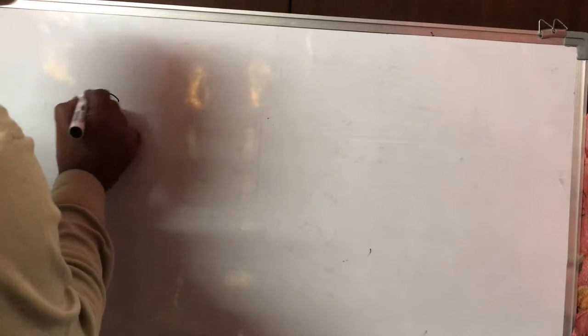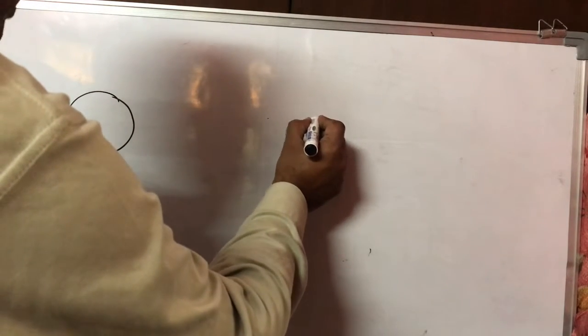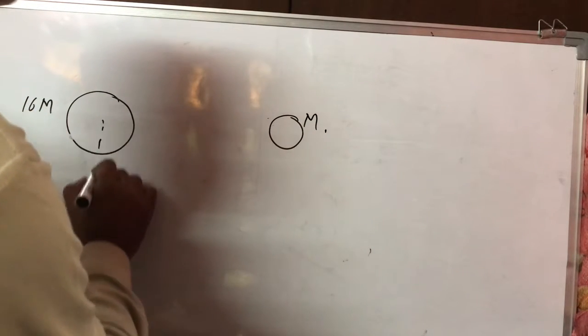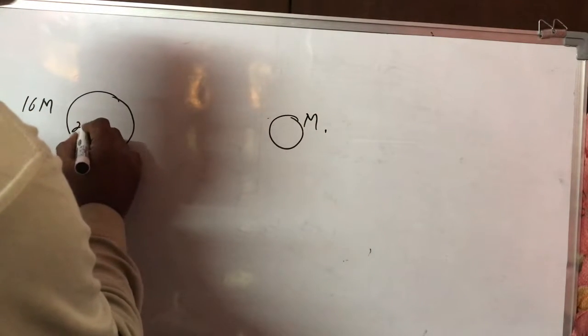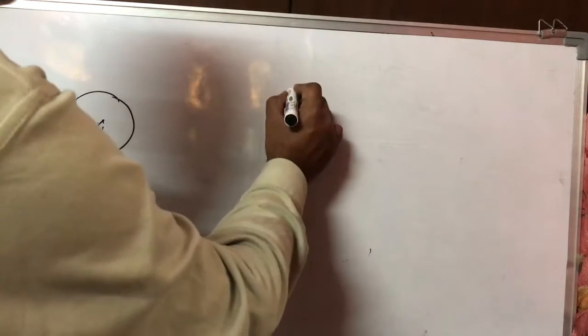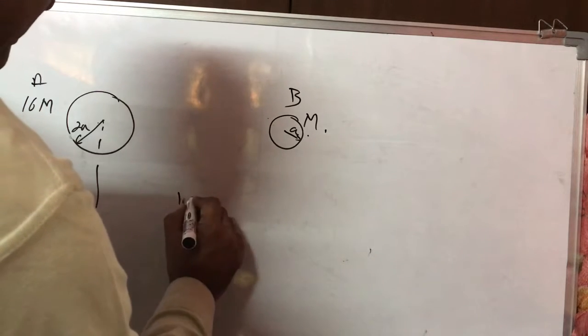So the second question which I am going to discuss with you is again a very good question. It says that there are two stars of mass 16m and mass small m, having a radius of 2a and a. Suppose they are located at points A and B. They are separated from each other by a distance 10a.